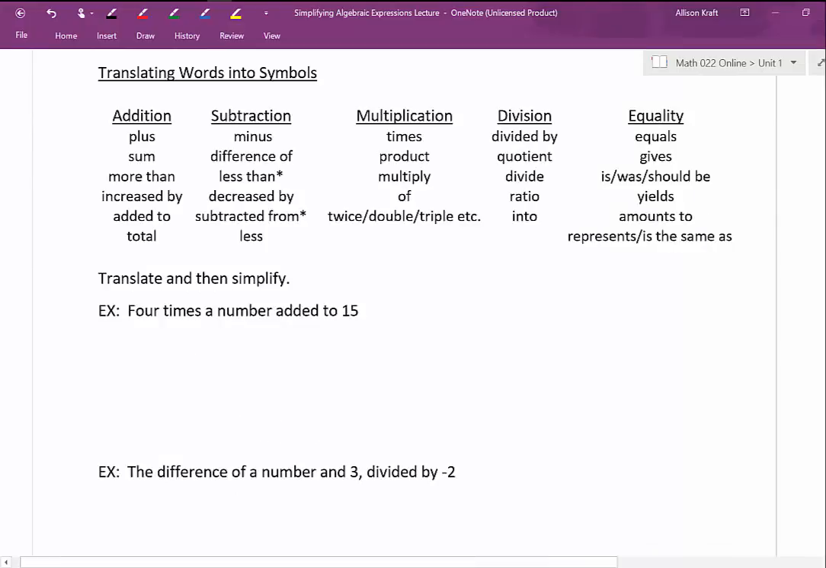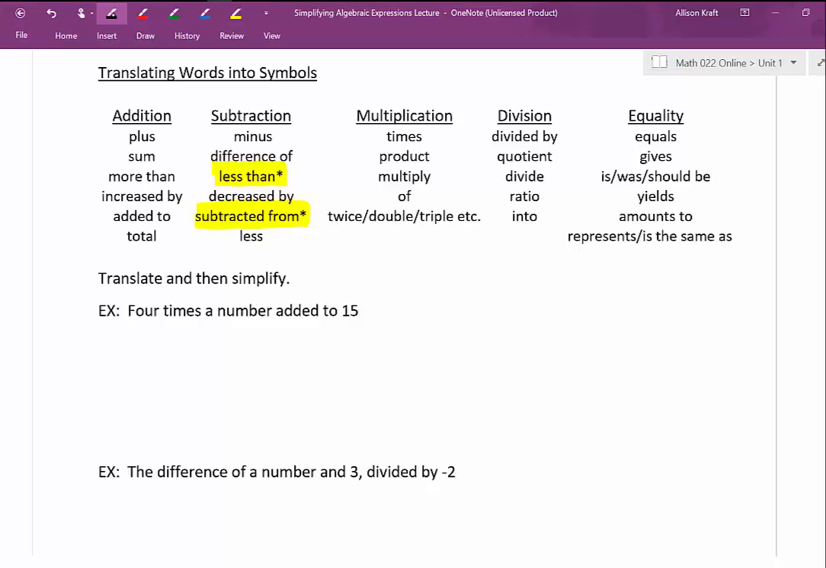Next, we're going to translate words into symbols. I've listed a whole bunch of different words here that mean addition, subtraction, multiplication, division, or equality. A couple that I would like to point out to you are less than and subtracted from. You'll notice I've marked them with an asterisk. I call these switcher words, and the reason for that is when we go from the sentence to the algebraic expression that we're going to write, we actually switch the order. We'll see that show up later on in our examples.